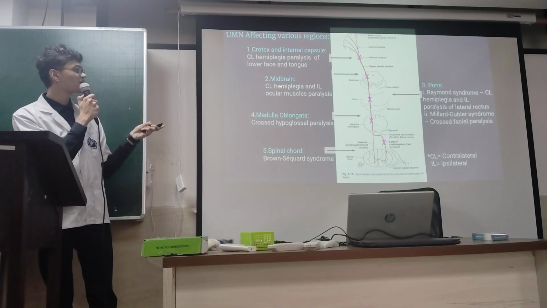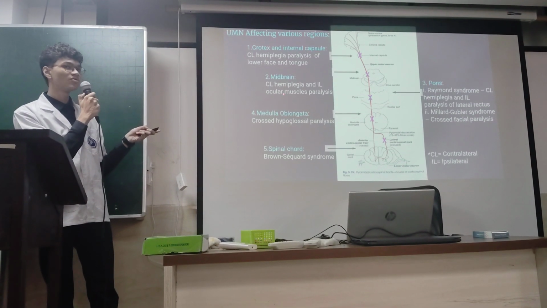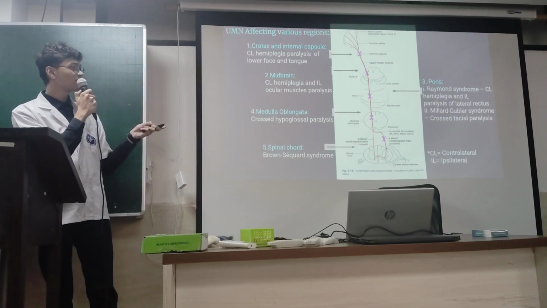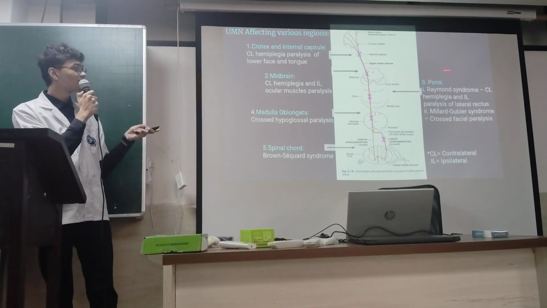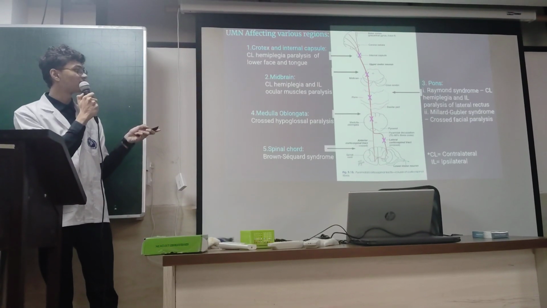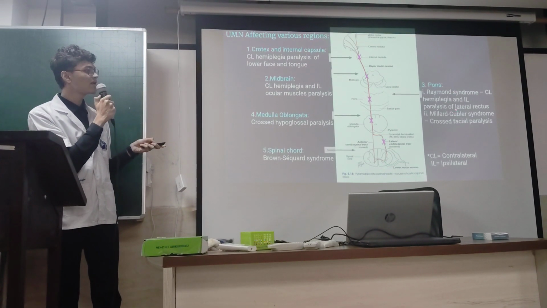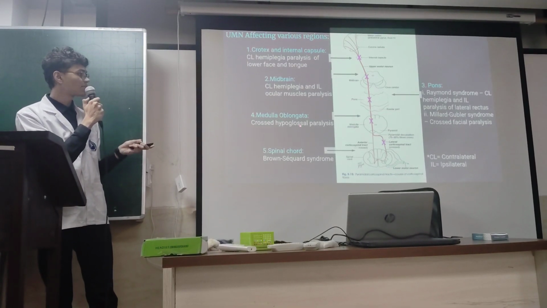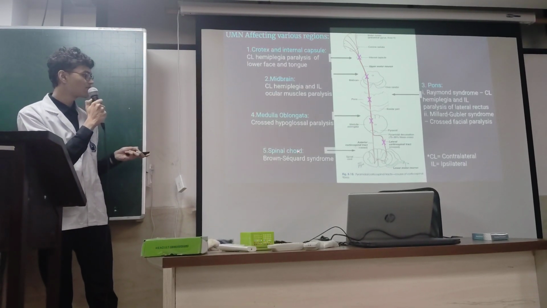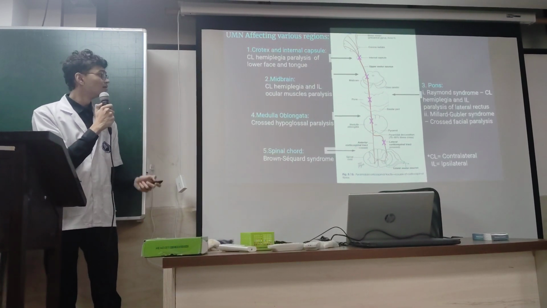In the midbrain, it affects contralateral hemiplegia and ipsilateral oculomotor, because the third cranial nerve nuclei, which is oculomotor, passes directly in the midbrain. In the pons, it causes two syndromes, Raymond syndrome and Millard-Gubler syndrome. In the medulla, it causes crossed hypoglossal paralysis, and in the spinal cord, it causes Brown-Sequard syndrome. This is taken from BDC.